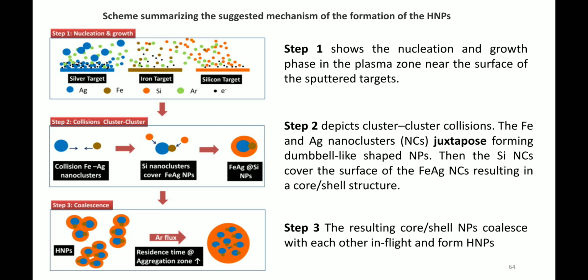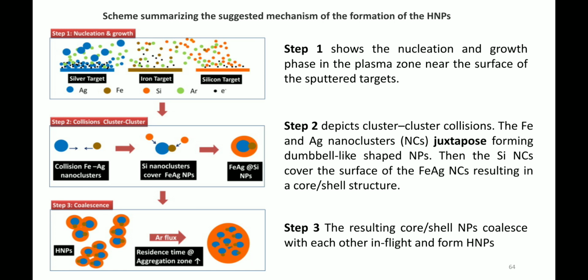Then the silicon nanoclusters cover, because silicon nanoclusters are also present there. Basically the chemistry of silicon with Fe and Ag is different. That's why the silicon nanoclusters cover the surface of the iron and silver nanoclusters, resulting in the formation of a core shell structure. This is the beauty of the different chemical nature of these elements.